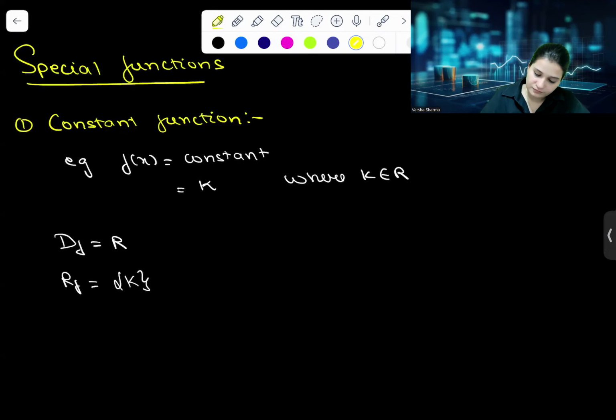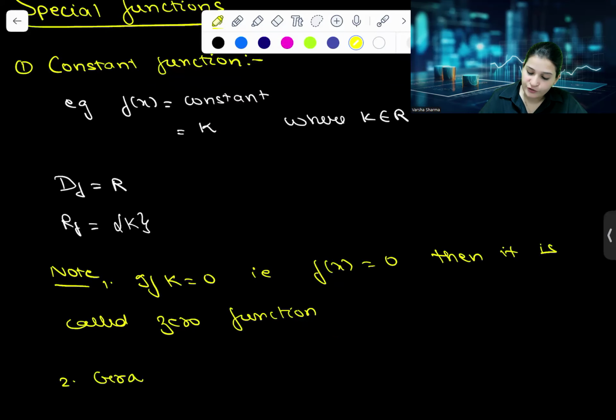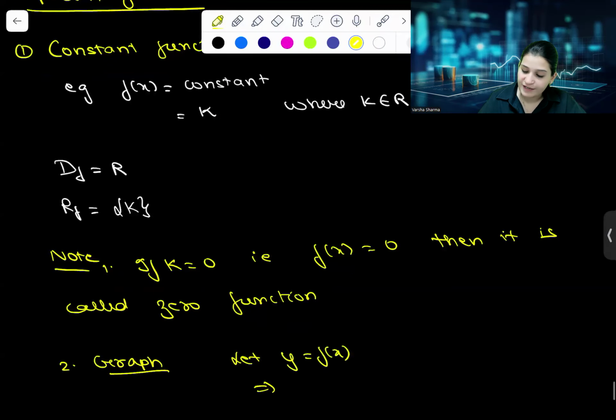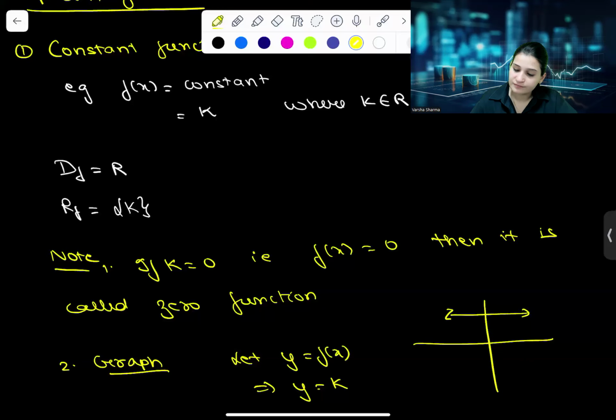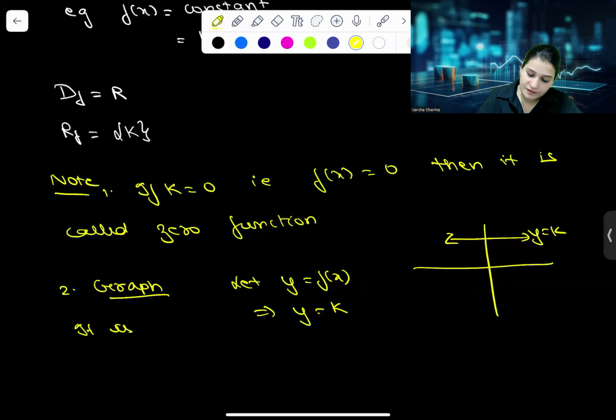If k is 0, that is f of x equals 0, then it is called zero function. And if I talk about graph, in order to draw the graph, we first assume y equal to f of x. So instead of f of x, I can write k. So what is the graph of y equal to k? This line. So the graph is a line parallel to the x-axis, always.